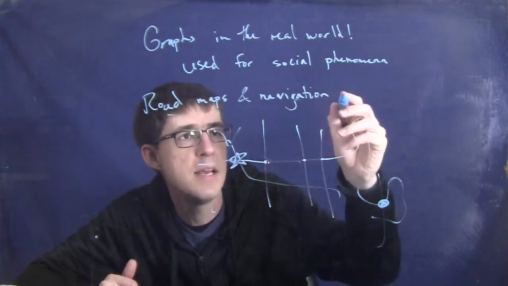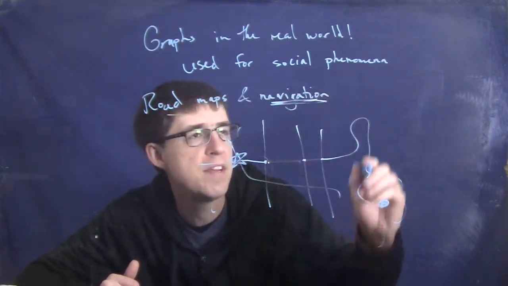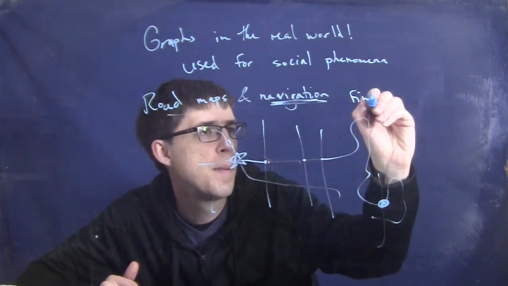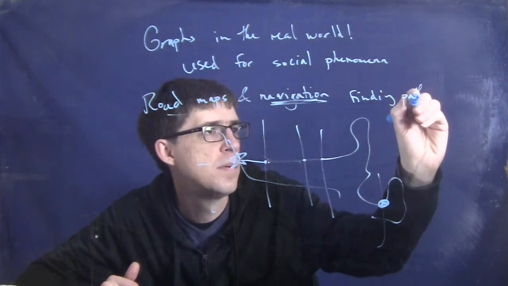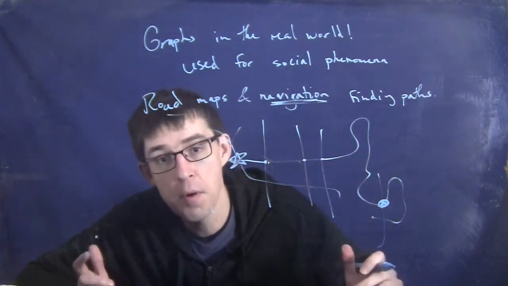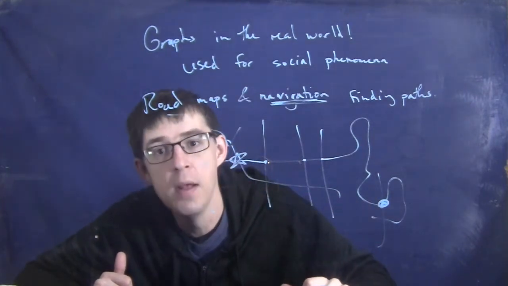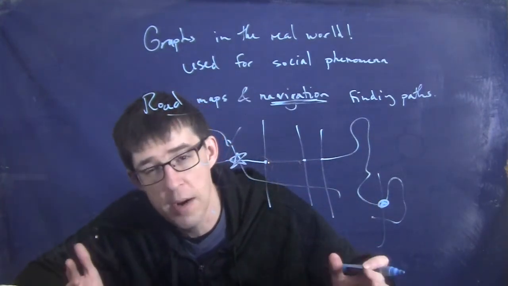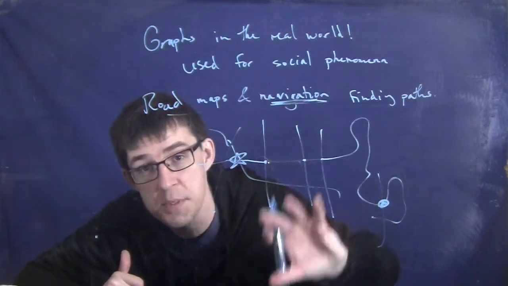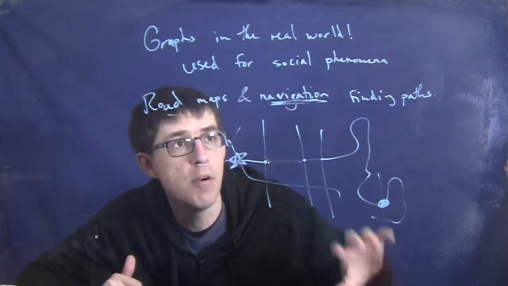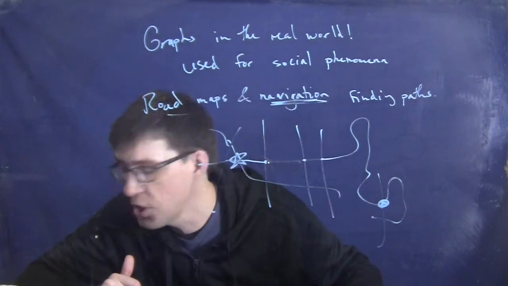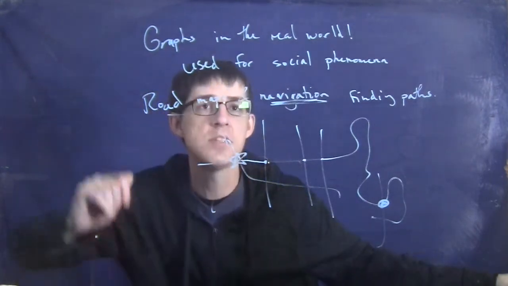So road maps and navigation, specifically navigation, is about finding paths, right? In general, there are many paths to get from one place to another. There are many ways you could do it. You trust the computer to try to find the best path, and that's actually a specific thing that we're going to talk about later on. But this is one major application of graphs. Here's another.